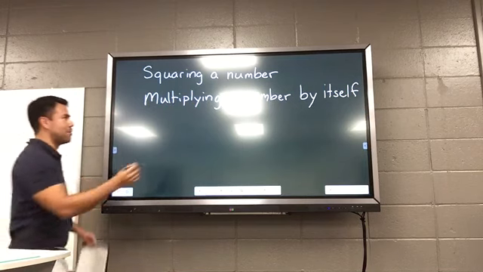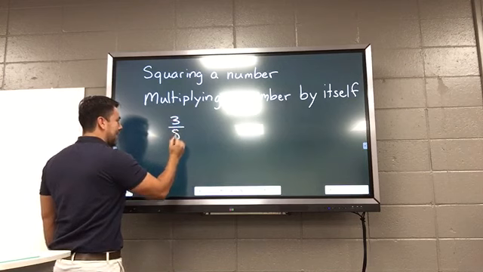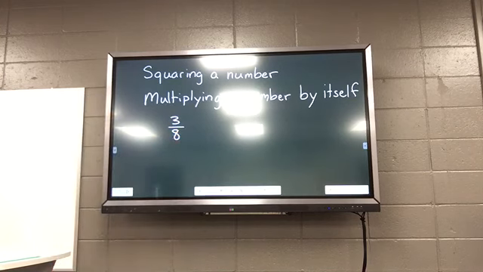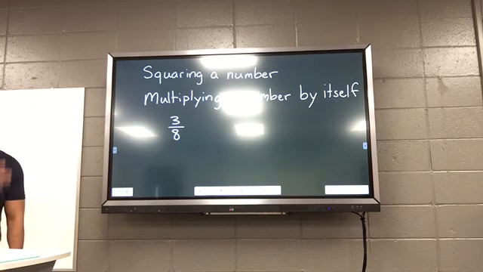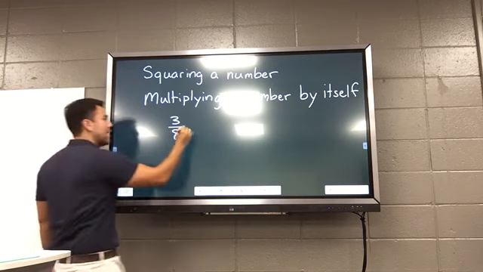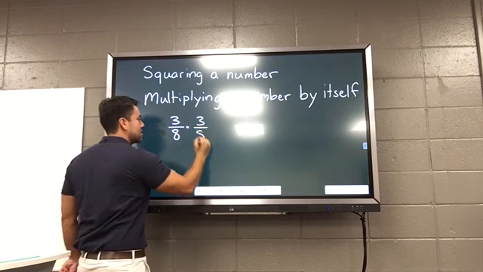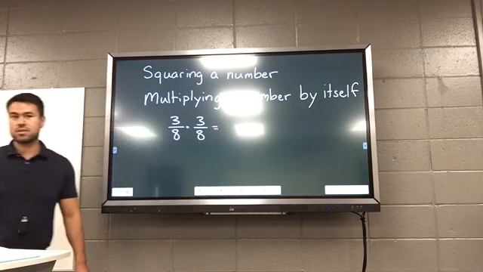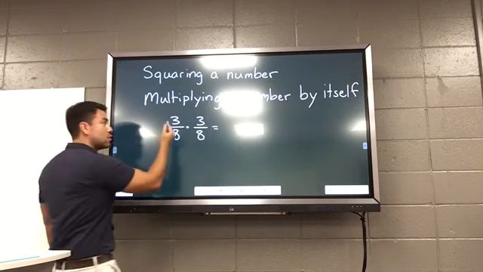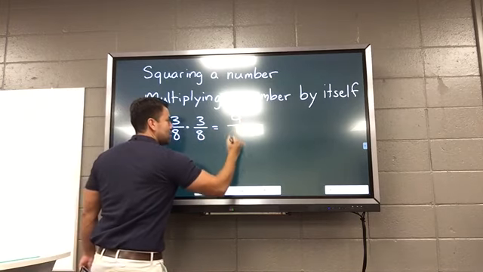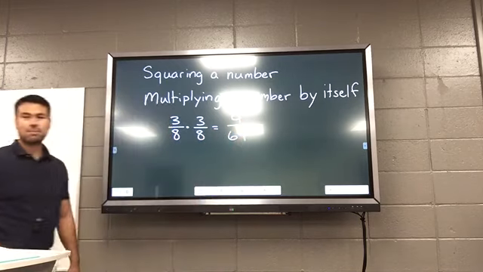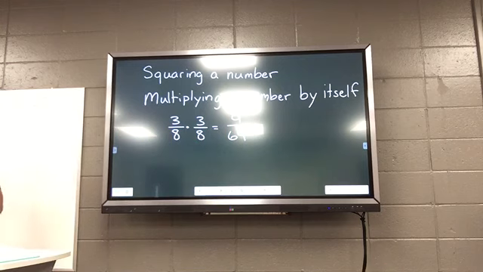Okay, let me give you a number. 3/8. Is that a number? Okay, what would multiplying 3/8 by itself look like? What does that mean? 3/8 times 3/8. And does anyone know what that value is? 9/64. Yeah, you just multiply across. 9/64. Okay, nothing too deep there. Just multiply a number by itself.